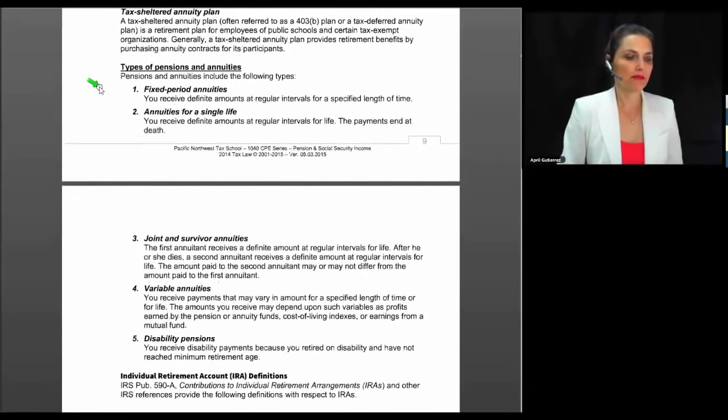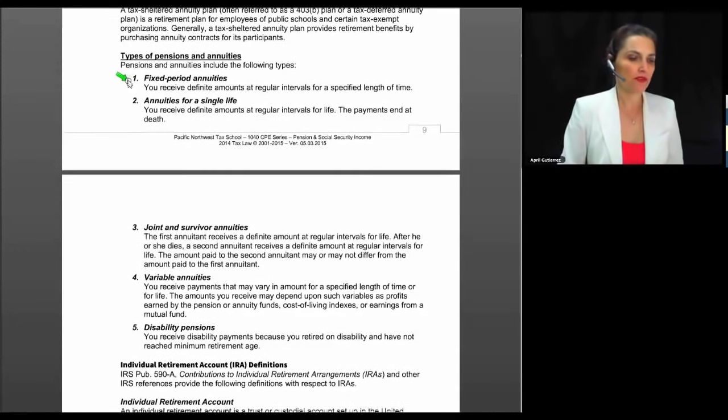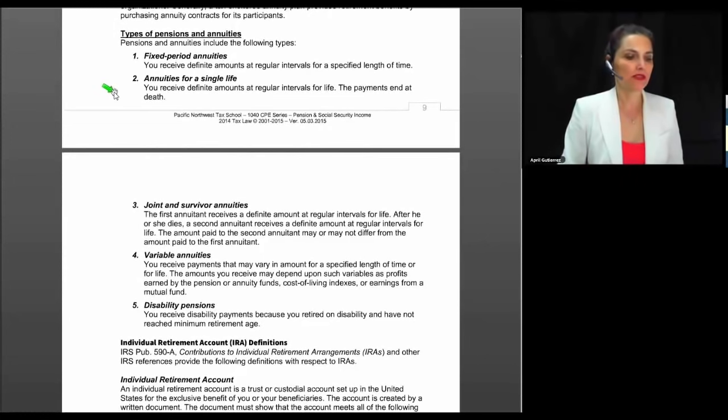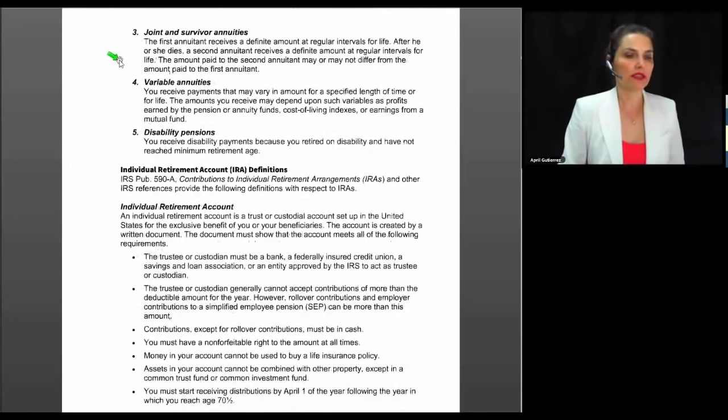Now, there are different types of pensions and annuities, and they can be divided into the following categories. Firstly, fixed period annuities. In these, you receive a definite amount at regular intervals for a specified length of time. Annuities for a single life: you receive definite amounts at regular intervals for life, and the payments end when you die. Also, we have joint and survivor annuities. When the first annuitant receives a definite amount at a regular interval for their life, and then after he or she dies, a second annuitant will receive a definite amount at regular intervals for life.